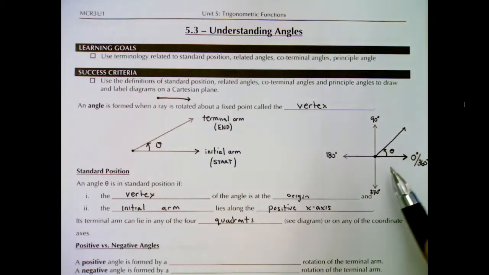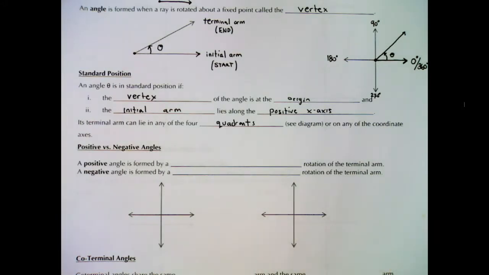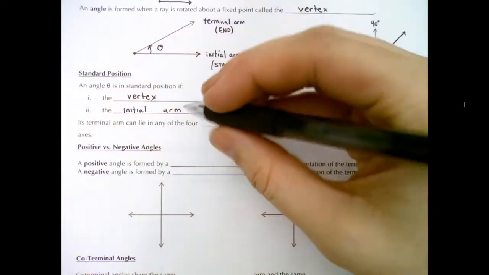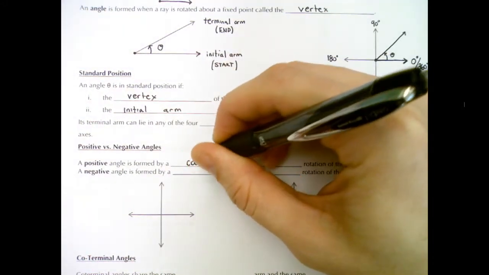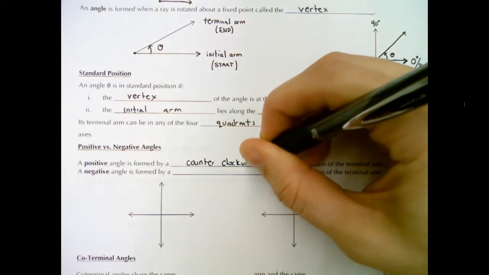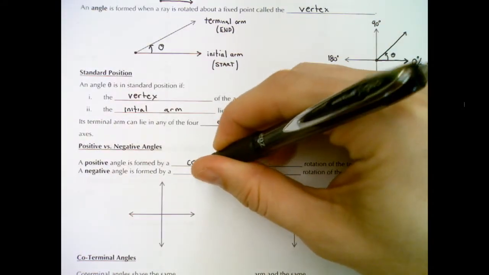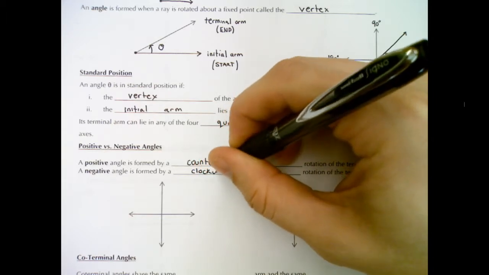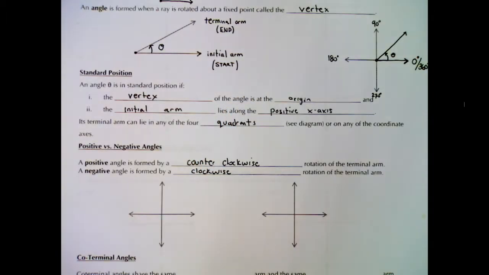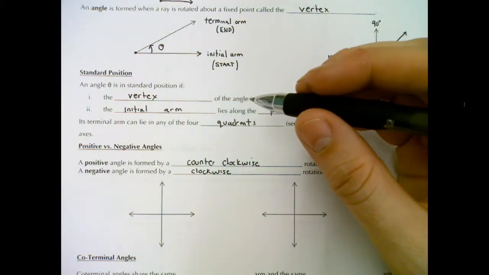Now notice every time I drew an angle, I rotated in the same direction. That's because if we're creating an angle that's positive, it's formed by a counterclockwise rotation of the terminal arm. And a negative angle is actually formed by a clockwise rotation. So what do I mean by that? Well, let's draw a positive and a negative angle.